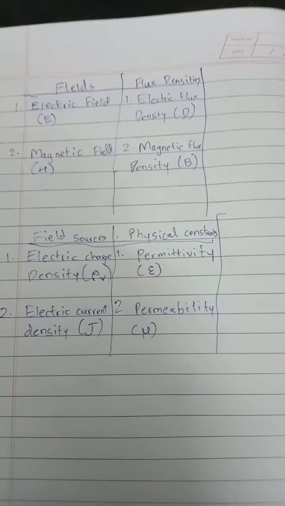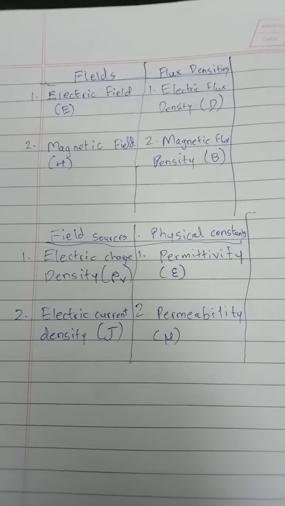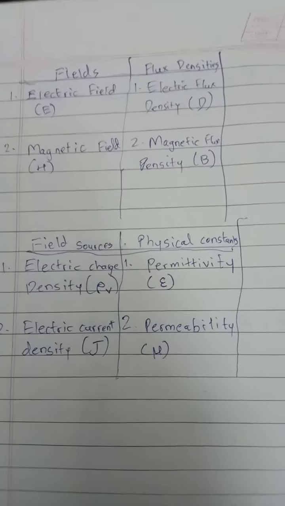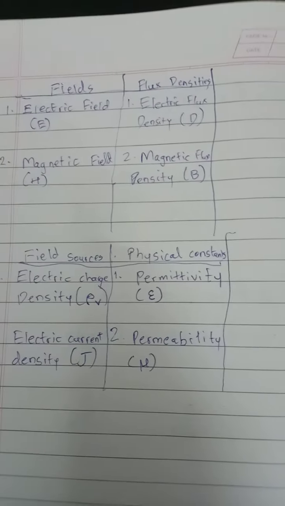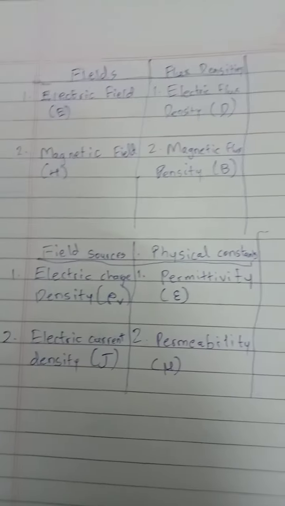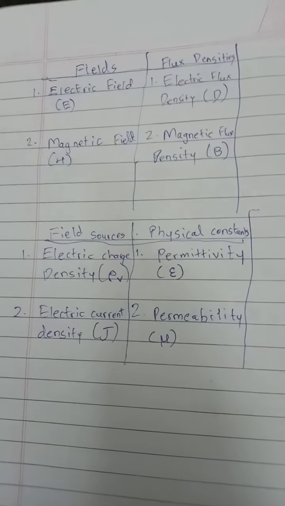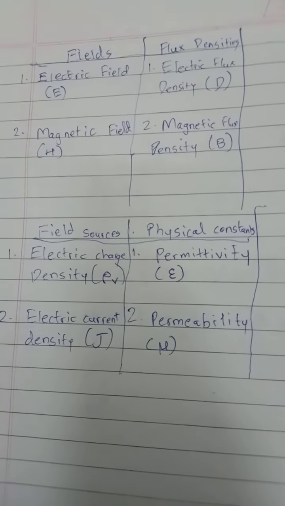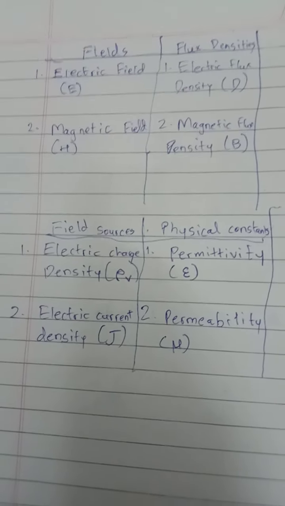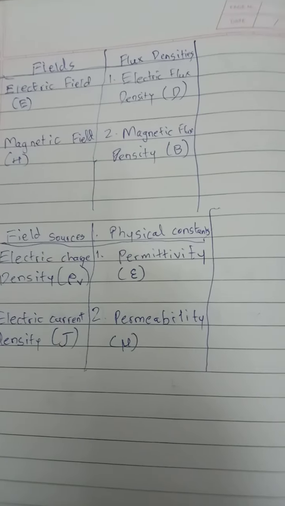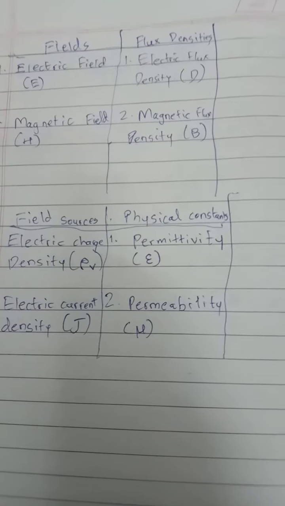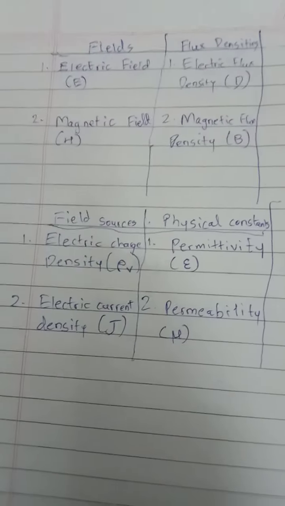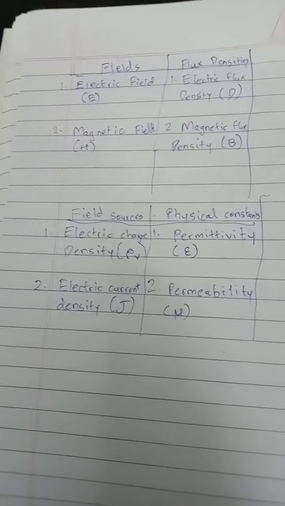So as you can see, there are 8 different physical quantities that we need to discuss and understand as well as possible before we get into resolving and at least understanding Maxwell's equations. I don't think I'll be able to do all of them in a single day, but I'll try to cover the fields and the physical constants in this video, and then I'll probably make another video for flux densities and field sources. So let's get started with the field.